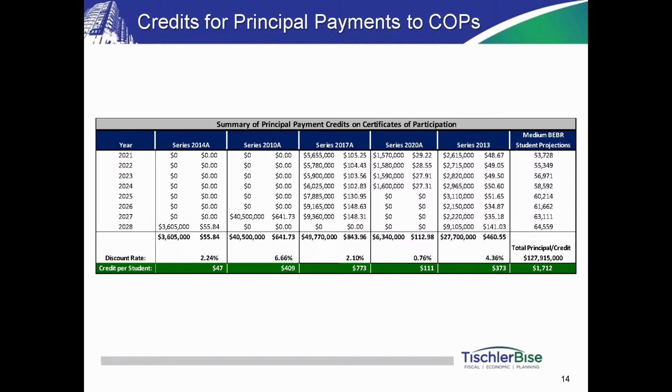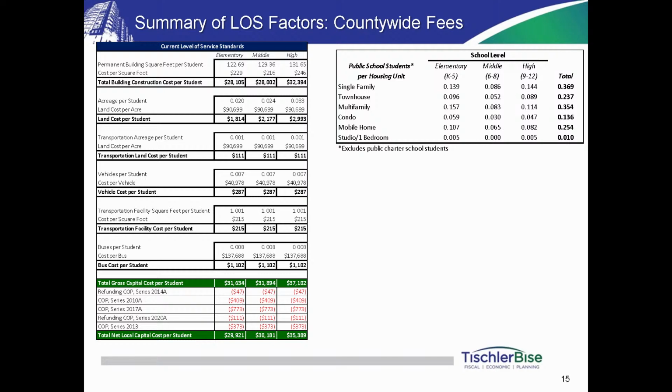So when we move to the next slide, this is for the county-wide fee structure. This table here on the left side summarizes all these level of service standards and cost factors that you've seen in the previous slides. So we get that total gross capital cost per student down at the first green line. You can see here at the elementary level, it's $31,634. It's $31,894 for middle school and $37,102 for high school.